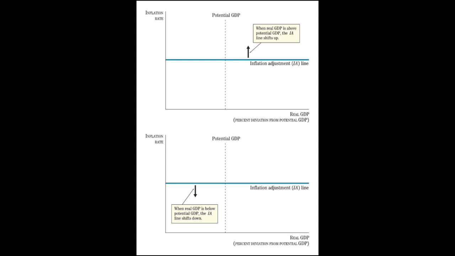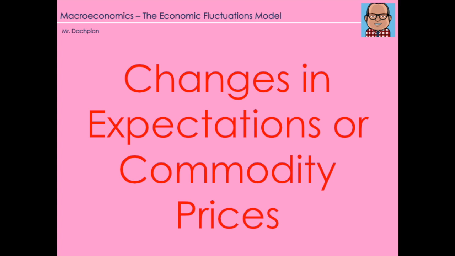This figure illustrates how the IA line shifts. On the top graph, the inflation adjustment curve shifts upwards when the real GDP is above the potential GDP. On the bottom graph, the IA curve shifts downwards when the real GDP is below the potential GDP. If the real GDP equals the potential GDP, then the IA line will not shift.